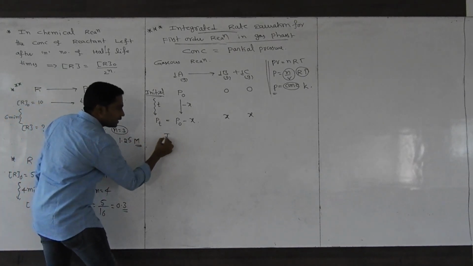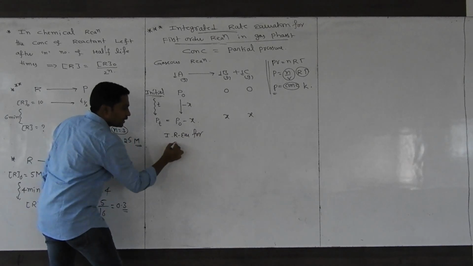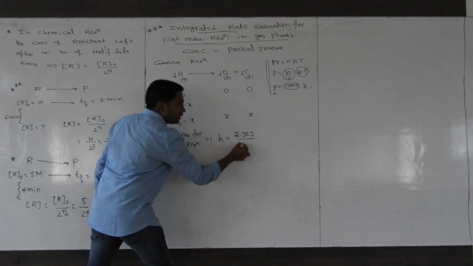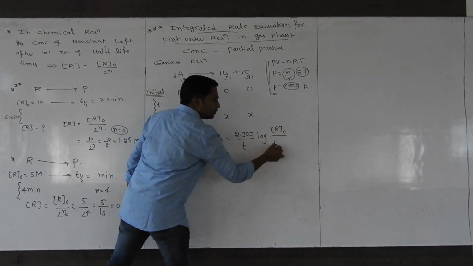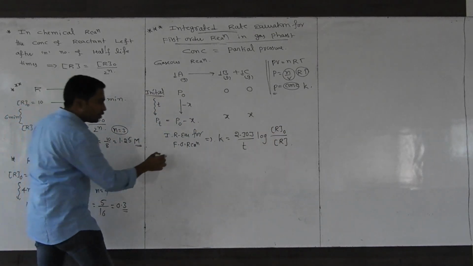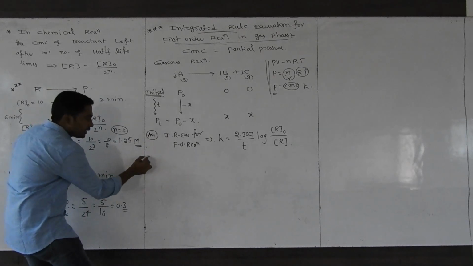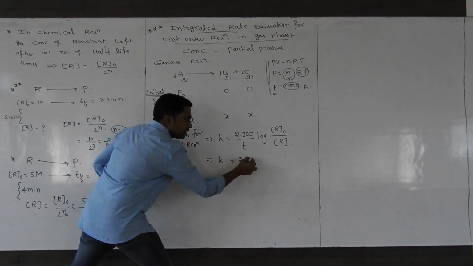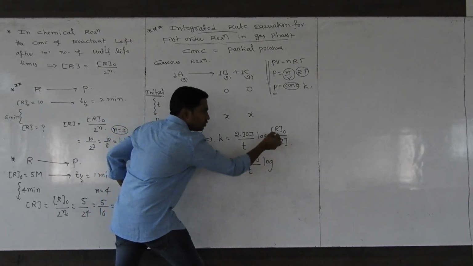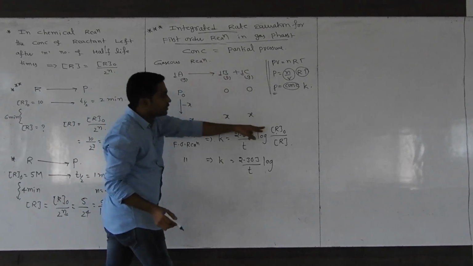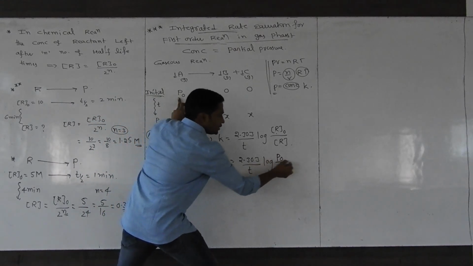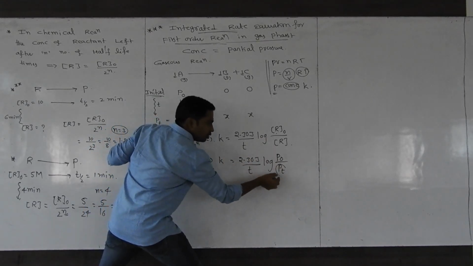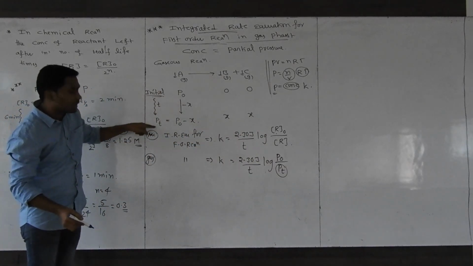Now you know the integrated rate equation for a first order reaction. What is it? K is equal to 2.303 by T into log of initial concentration by final concentration of reactant. But that is for a solution, and now we are taking a gas phase reaction. In the integrated rate equation, K is equal to 2.303 by T into log, and instead of concentration, partial pressure should be taken. The partial pressure of reactant initially is P naught. The partial pressure of reactant after time T is PT. We have to calculate it. P naught is no problem, but now we work out PT, the partial pressure of reactant at time T.